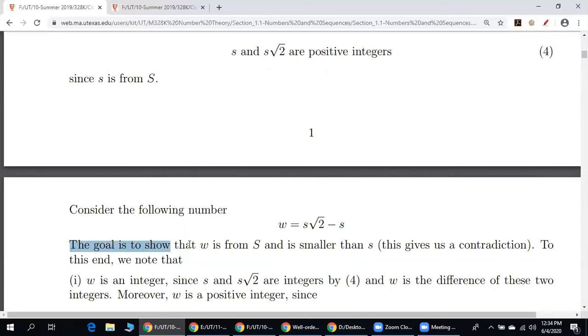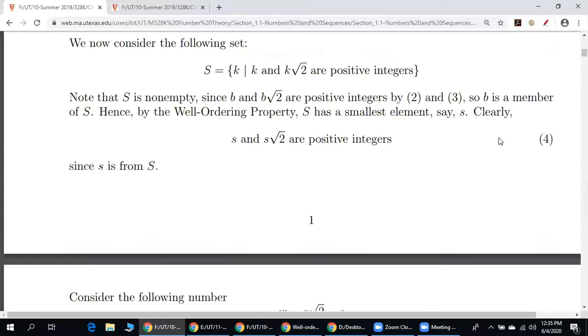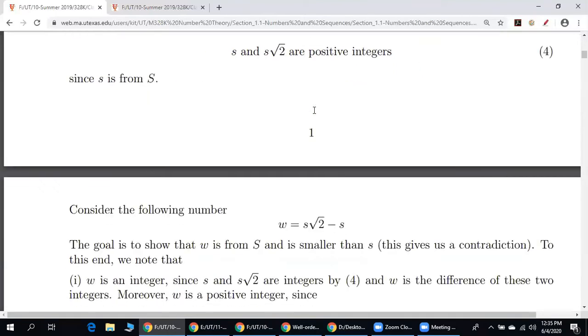The goal is to show that W is again from the set S, and W is smaller than s. Obviously, this will give us a contradiction because we assume that a lowercase s is the smallest element from S. If we show that W is from S again and smaller than a lowercase s, we will get a contradiction.